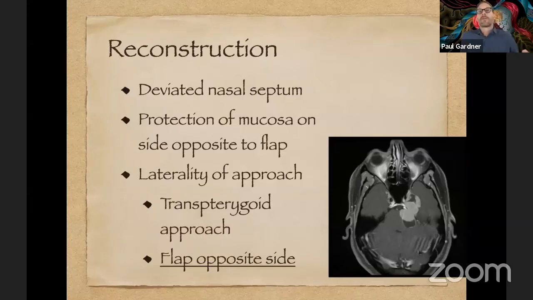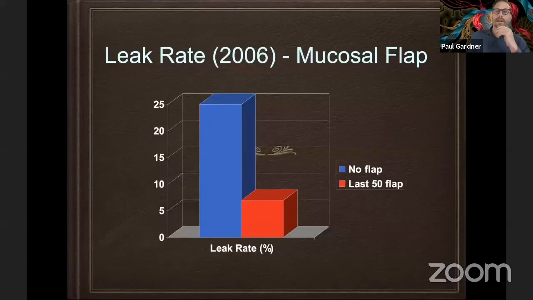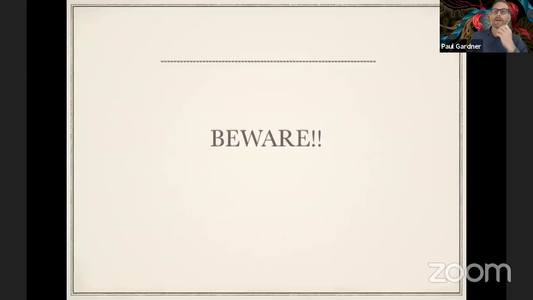Reconstruction is important when we're looking at transpterygoid approach. You have to have the flap on the opposite side or you really can't do the transpterygoid because the flap mobilization can kill the flap. Leak rates, of course, are critically important, and the nasal septal flap has been a key part of that.